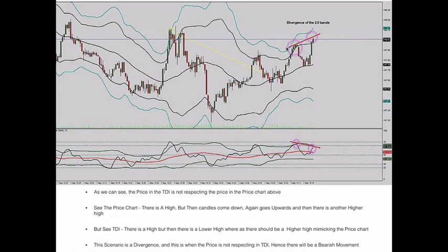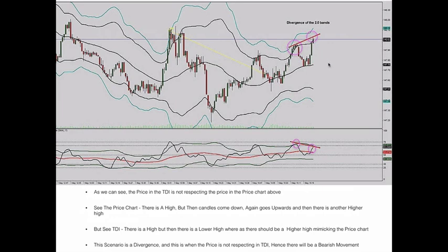This scenario is a divergence, and this is when the TDI is not respecting the price, hence there will be a bearish movement. What I mean by that is, the price is tired now, and after it enters 2.0 and goes up till 2.5 or till 3, it is going to drop. And this is where we open our trade in binary options. It goes till 2.5 and you open a trade that it will go down, and it will go down and you will be in profit.